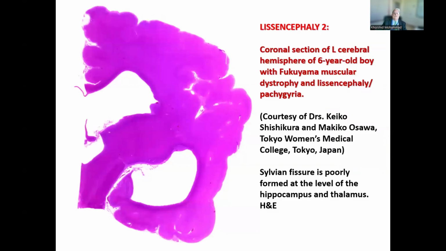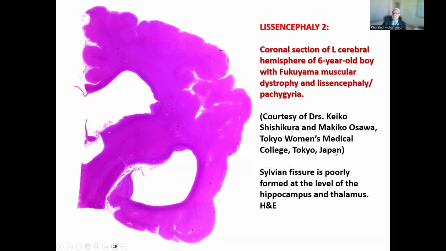Here's a lissencephaly type 2. This is a case of a 6-year-old boy with Fukuyama muscular dystrophy. It's always associated with lissencephaly and pachygyria that you can see. This is a section stained with hematoxylin and eosin. The ventricles are large. But what I want to show you here is that the Sylvian fissure is very poorly formed at the level of the hippocampus and thalamus here, and is very abnormal in this lissencephaly.